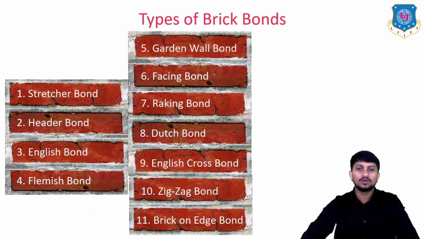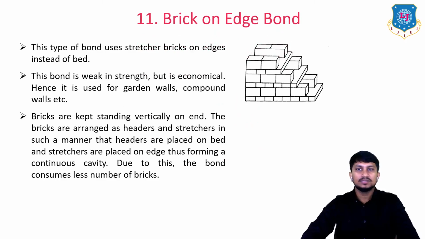And the last type of brick bond is brick on edge bond. Okay, in this type of bond, you lay your bricks on edges instead of bed. Okay, like this. This bond is weak in strength, but it is economical. Hence, it is used for garden walls, compound walls, etc. Bricks are kept standing vertically on end.